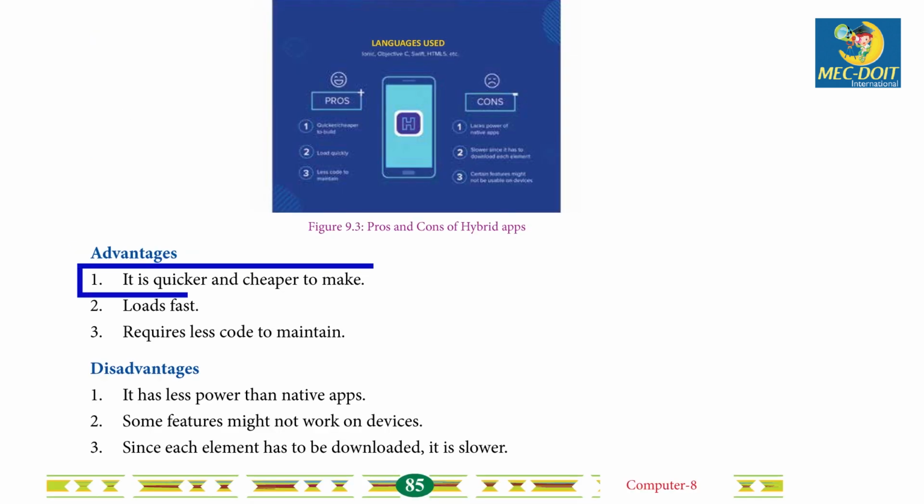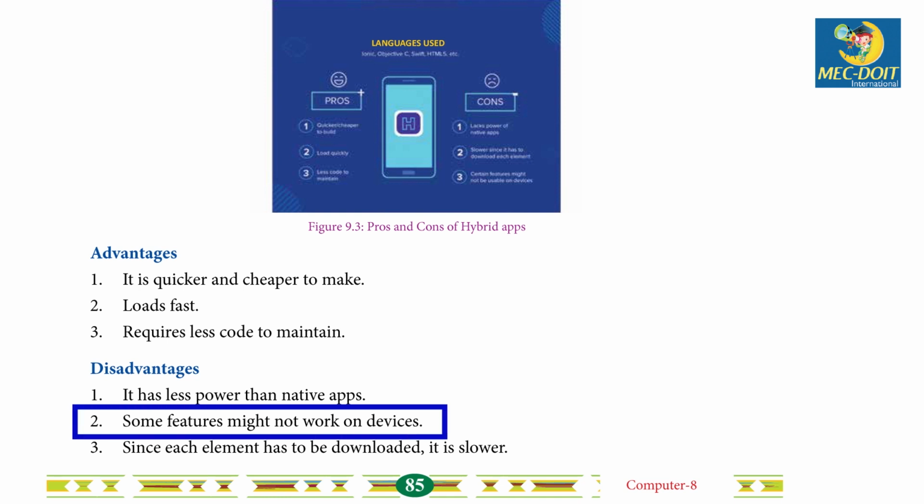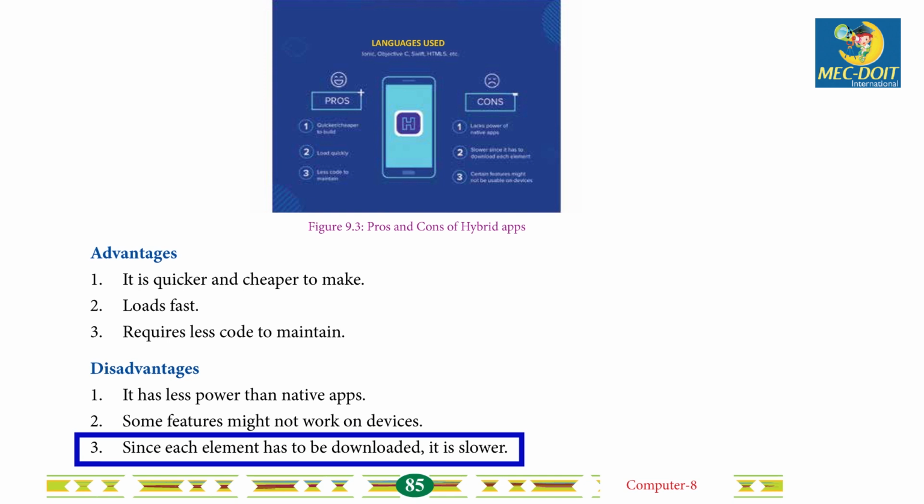Advantages: 1. It is quicker and cheaper to make. 2. Loads fast. 3. Require less code to maintain. Disadvantages: 1. It has less power than native apps. 2. Some features might not work on devices. 3. Since each element has to be downloaded, it is slower.